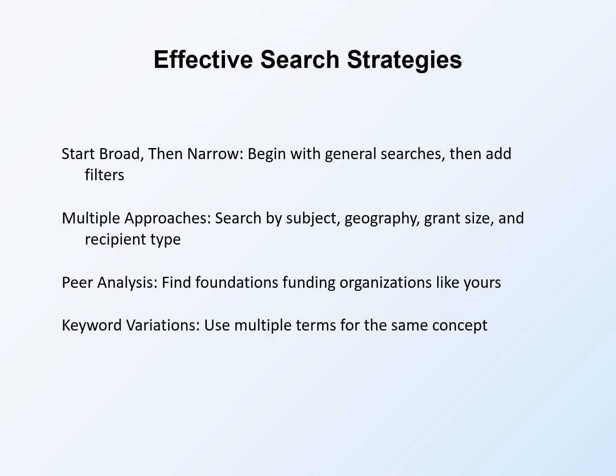Multiple approaches ensure you find all relevant foundations. Search by subject to find foundations funding your issue area. Search by geography to find foundations funding your region. Search by grant size to find foundations making grants in your needed range. Search by recipient type to find foundations funding your organization type. Each approach may surface different prospects. Peer analysis searches for foundations funding organizations similar to yours. If you know peer organizations doing similar work, search to see which foundations have funded them. These foundations have demonstrated interest in your type of work and may be strong prospects.